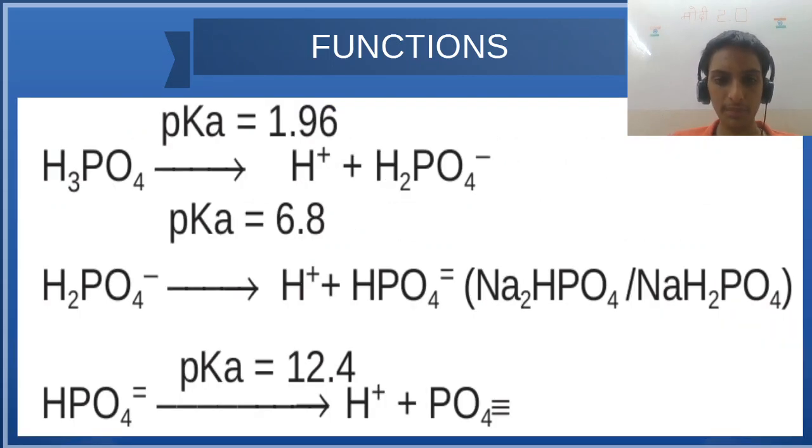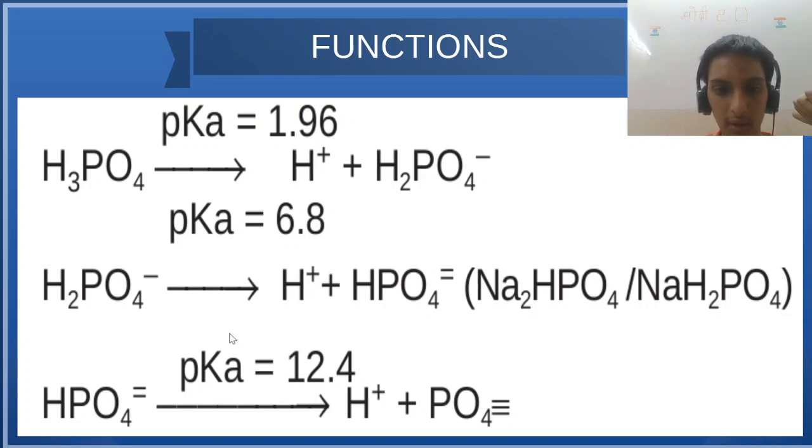Now the phosphate buffer. The weak acid is trihydrogen phosphate and the conjugate base is dihydrogen phosphate. Let's see the dissociation in 3 steps. Trihydrogen phosphate becomes dihydrogen phosphate. Dihydrogen phosphate becomes monohydrogen phosphate, which then becomes H plus and phosphate ion. You can see the negative charges are increasing in the phosphate molecule: here it is 1, here 2, here 3. And also the pKa is increasing.